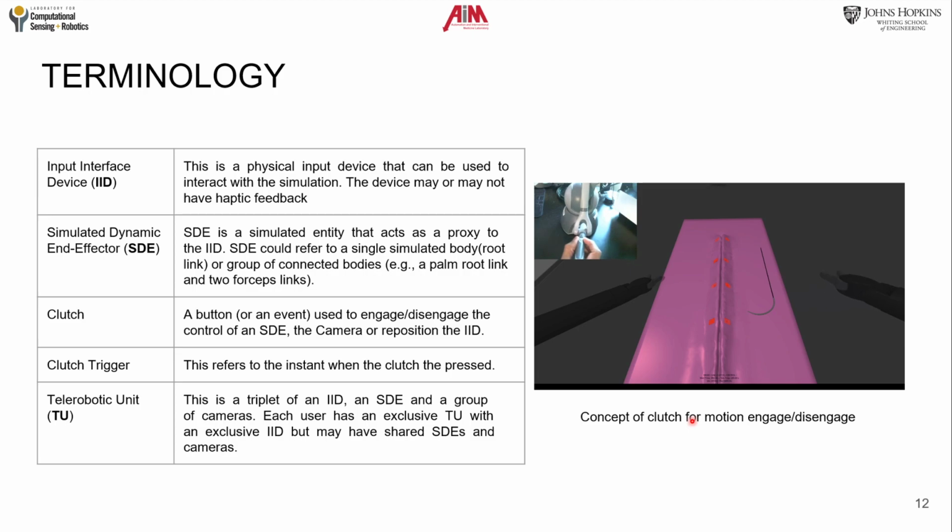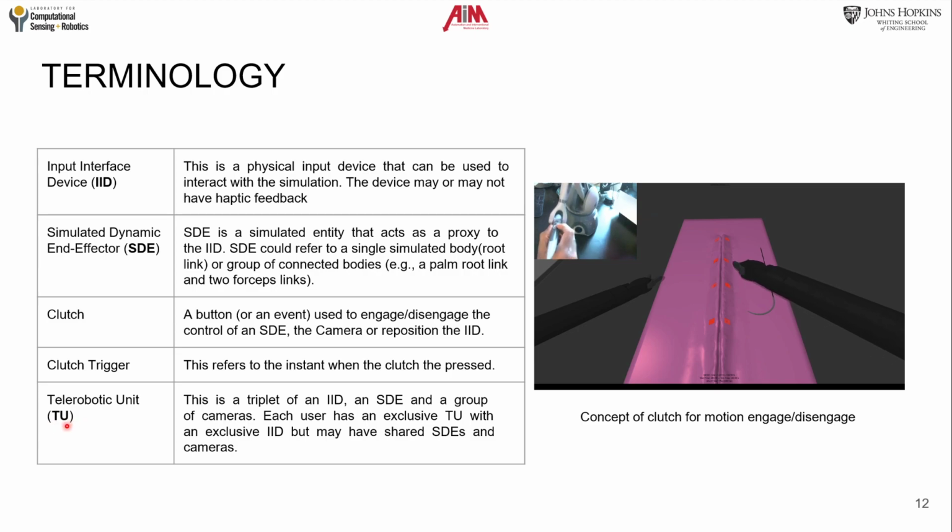For the remainder of the slides, we are going to be using the following terms. An input device will be referred to as an IID, and the end effector shall be referred to as an SDE. A triplet of an IID, SDE, and the view frame is called a telerobotic unit.